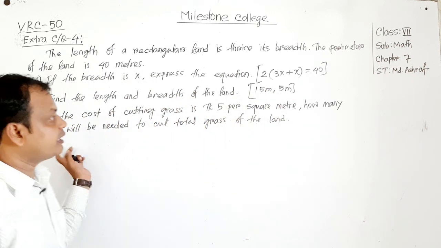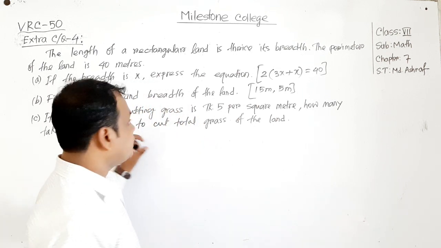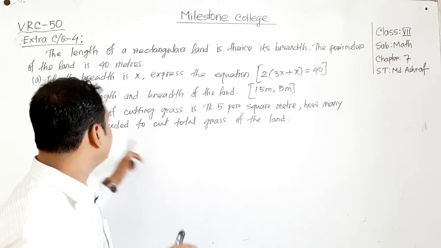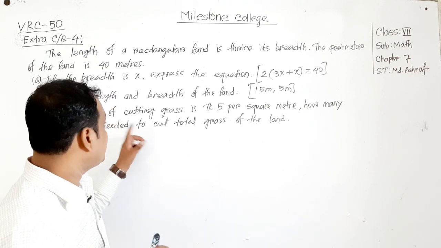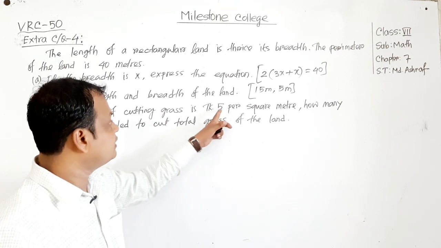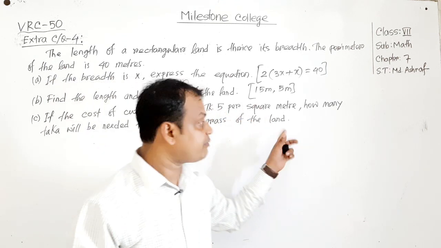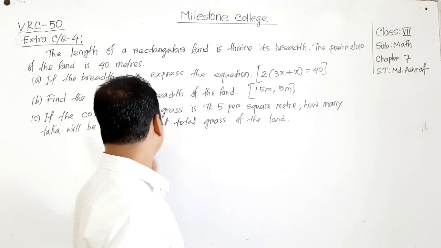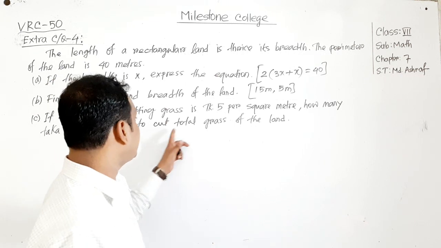And in C, the rate is given. In the square rectangular land, if we want to cut the grass, and the cost will be taka 5 per square meter, then how many taka will be needed to cut the total grass of the land?